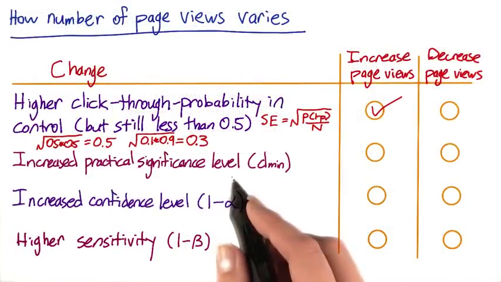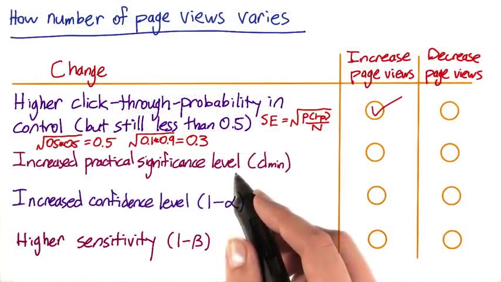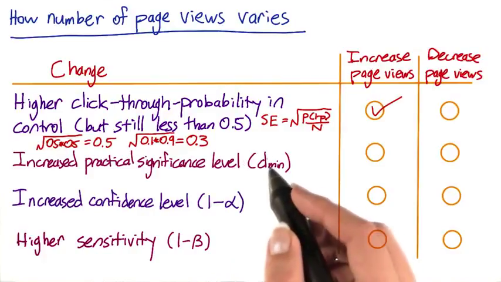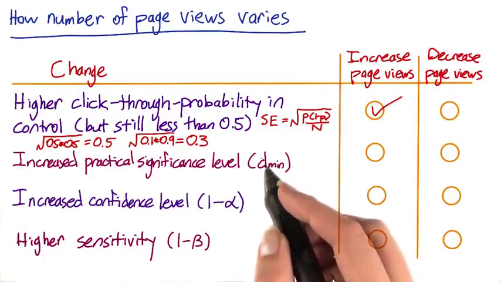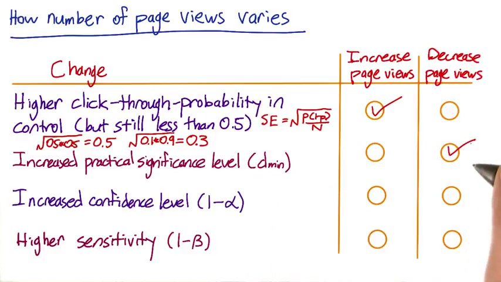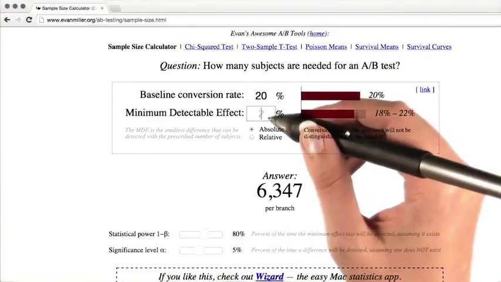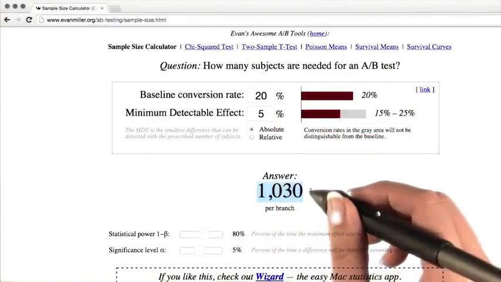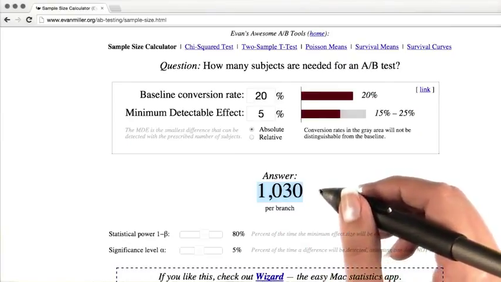Now if you increase your practical significance level, you're saying you no longer care about detecting a 2% change. You would need the change to be larger than 2% before you cared about detecting it. Larger changes are easier to detect, so you shouldn't need as many page views. So here I'll try increasing the practical significance level to 5%, and the sample size needed goes down to about 1,000 page views per branch.